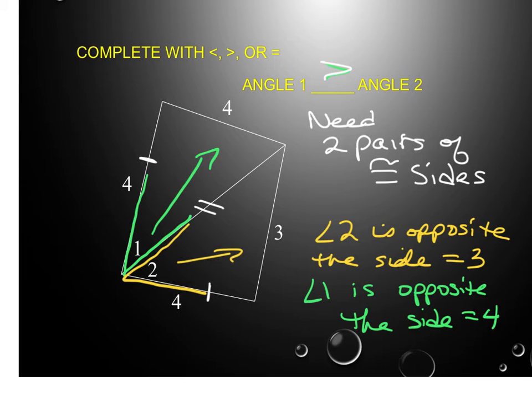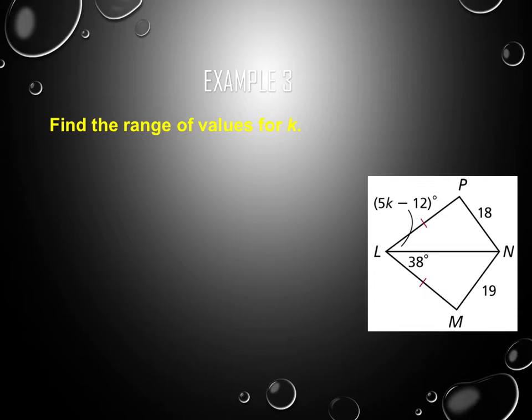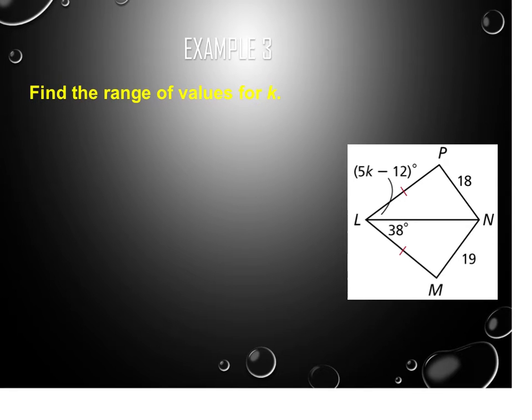Because it's across from the bigger side, the bigger third side. Okay, so here it wants us to find the range of values for K. So what I need to do is solve an inequality. First of all, let's figure out where K is. The two angles that they're asking me to compare are this one right here, where the 5K minus 12 is located, and the other angle is right here where the 38 is.